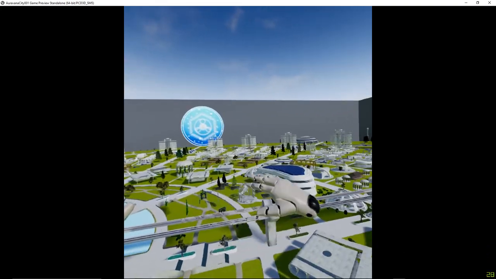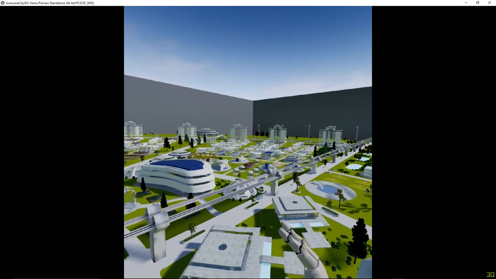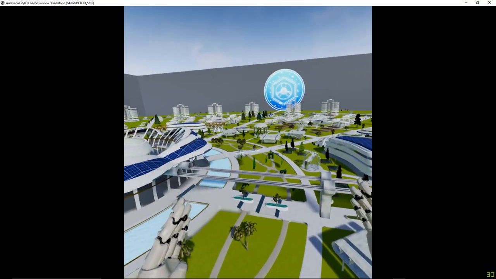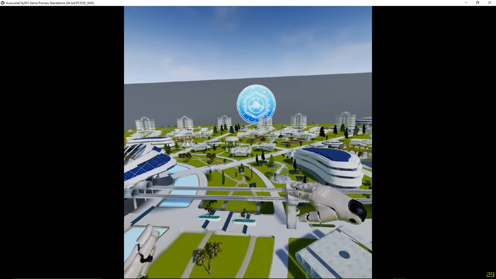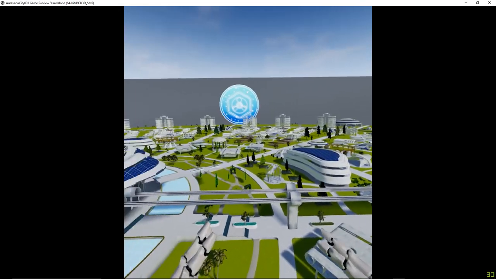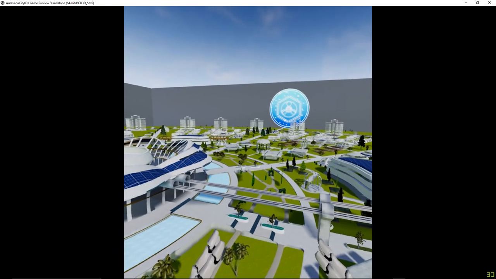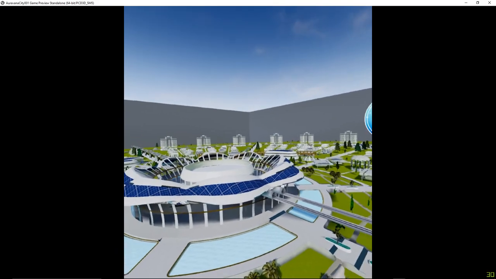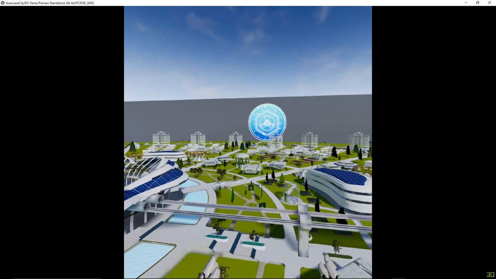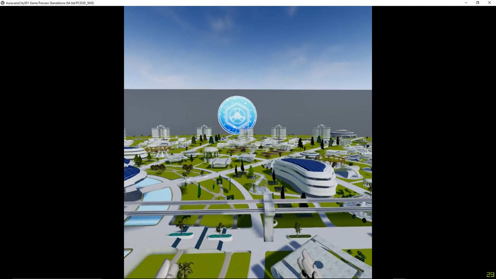So here's the city modeled out in 3ds Max. I didn't do all the modeling. Some of the models here are open source models that I've accessed and are specifically for Unreal Engine 4. Now, the first thing that I'd like to discuss is level of detail.